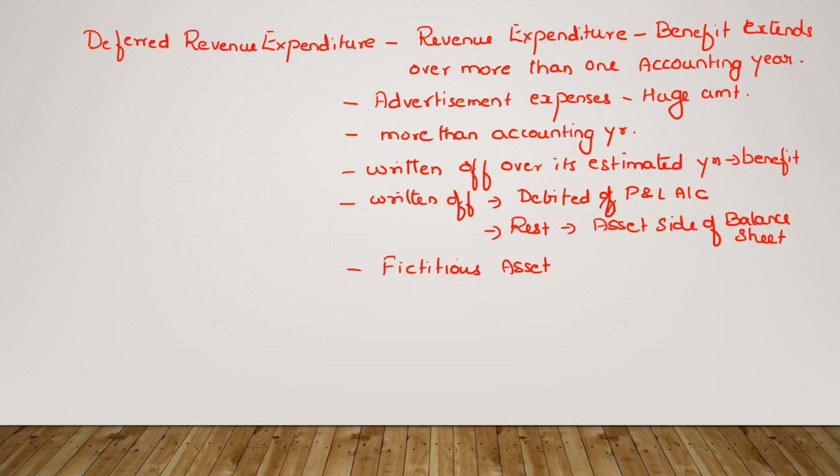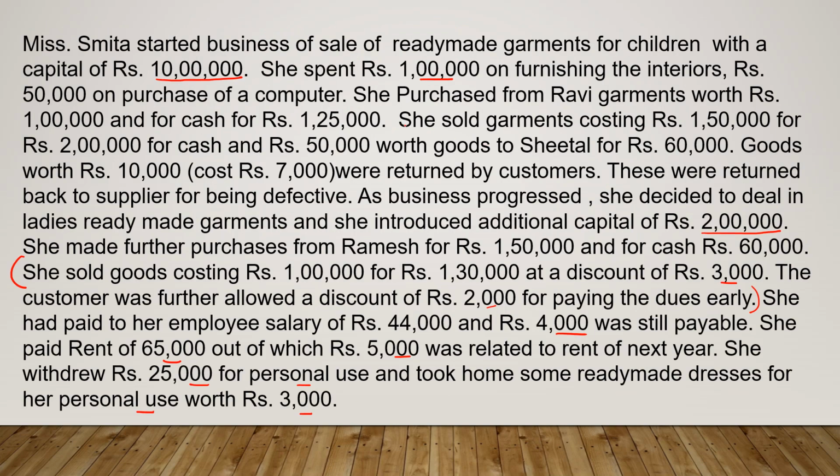If we go back to the example, we find that she purchased from Ravi garments worth 1 lakh. Then she sold garments, and then goods worth 7,000 cost were returned by the customers. These were returned back to supplier for being defective. So it will be returned at 7,000. Thereafter, as the business progressed, she introduced capital, and then she made further purchase from Ramesh. So there is cash purchase of 1,25,000 from Ramesh. This is a credit purchase, and for cash 60,000. So these are the different purchases.